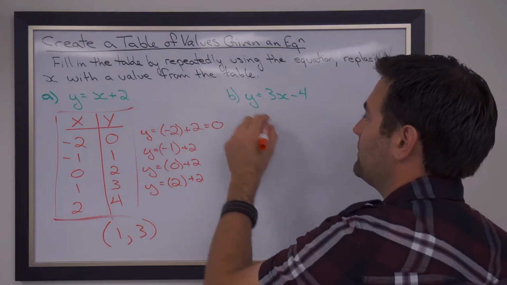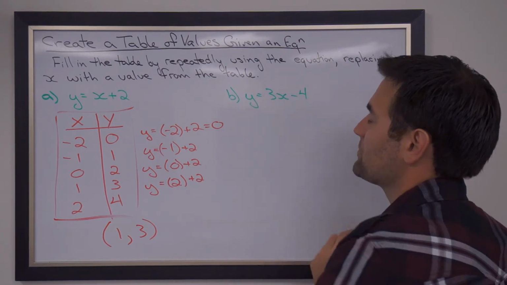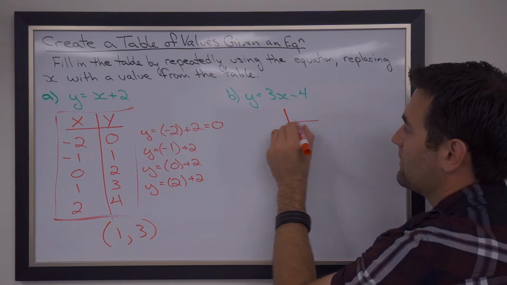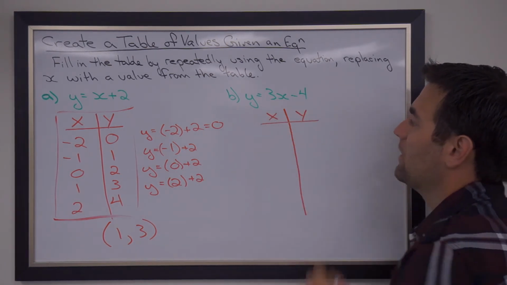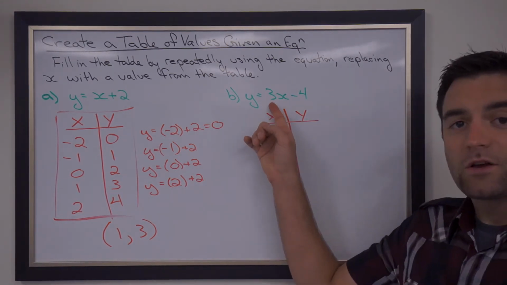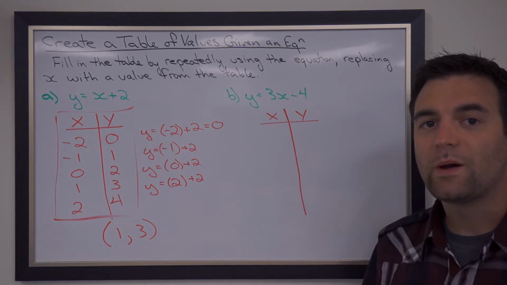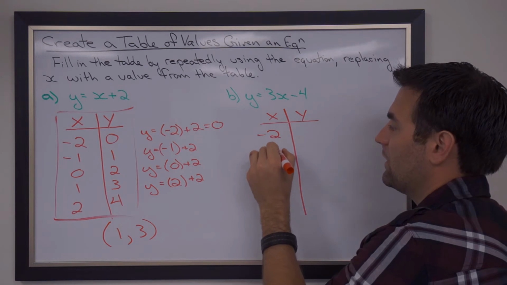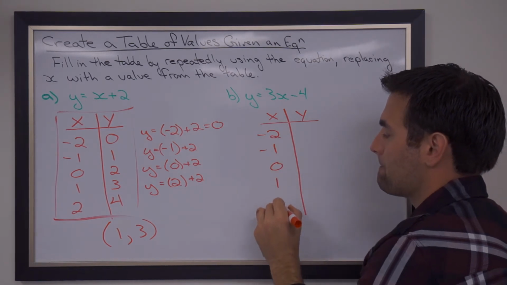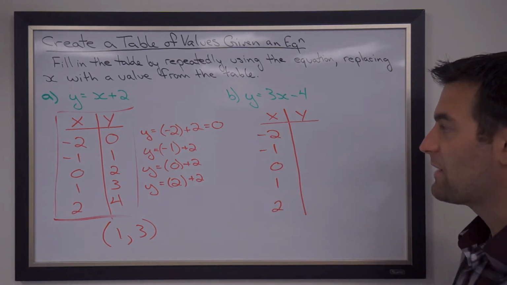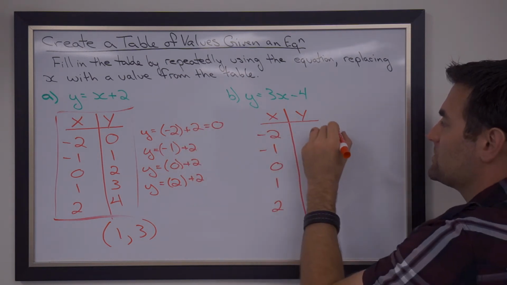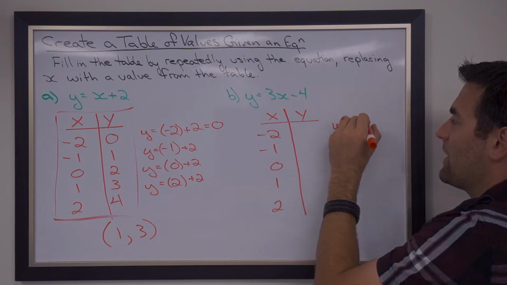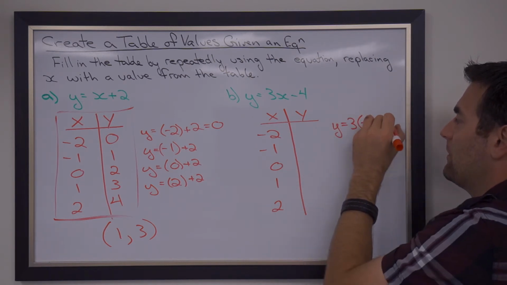In our other example, we have y equals 3x minus 4. Same kind of setup. There is no fraction, so for the numbers that I use for my x, I'm going to pick -2 to +2. And I do the same thing. I fill in the equation just as before. y equals 3, and in brackets, -2, minus 4.